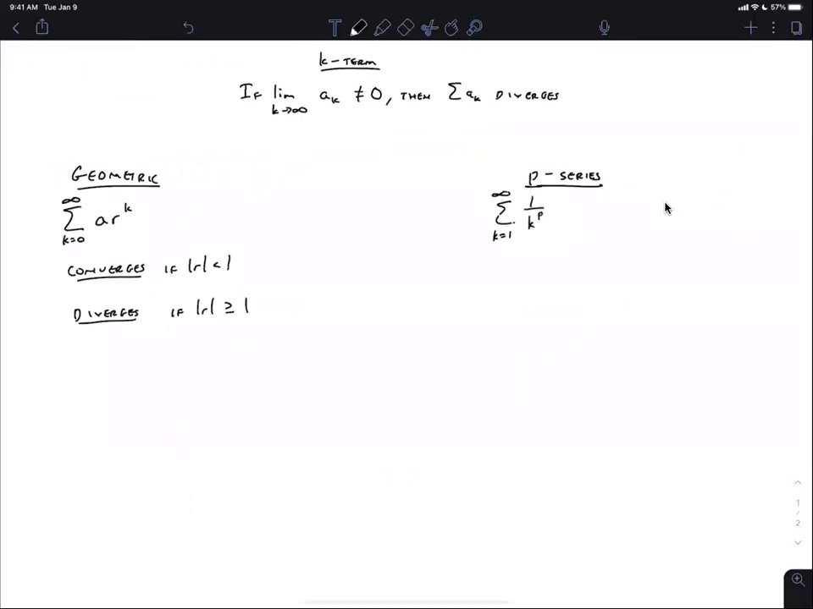But a P series is one where you have 1 over k to a power, k to the p. Okay, so like 1 over k squared, or 1 over k to the third, or 1 over k to the 1/2, 1 over k to the first. So the harmonic series would be a P series.